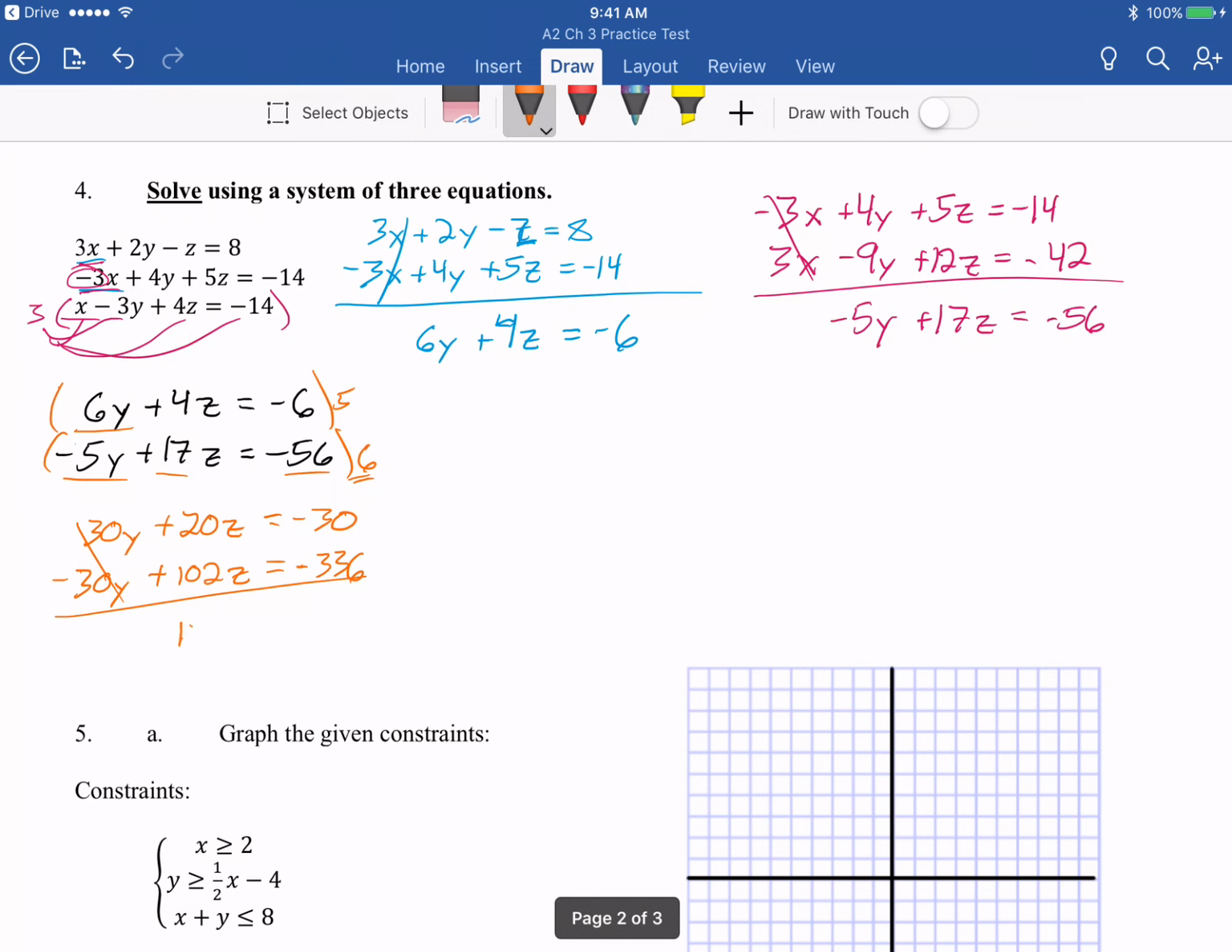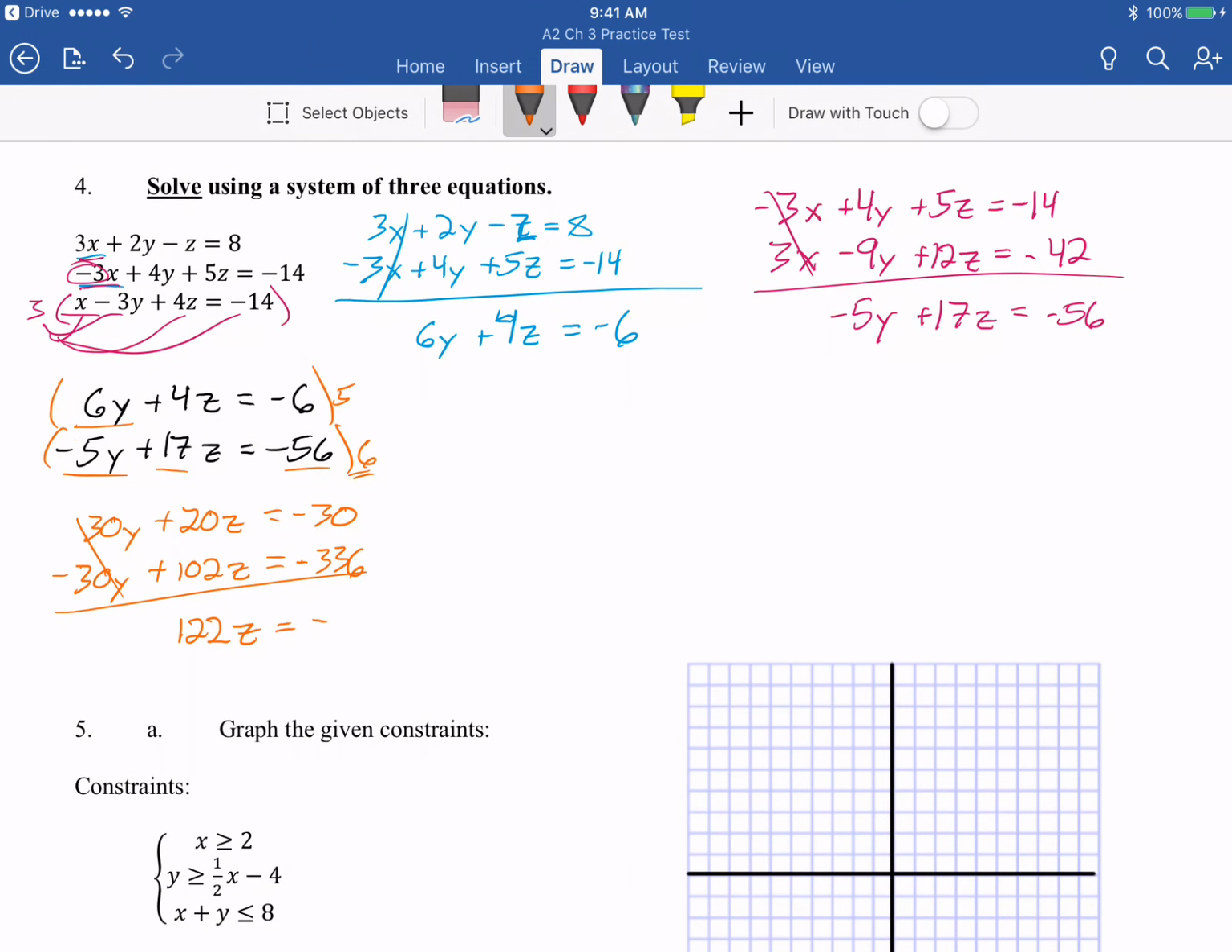Add these guys straight down. My y's cancel out. I got 122z is equal to negative 366. And this is nice because you get these nice big numbers, but you end up dividing by 122, and that goes into there so nice. Our z is equal to negative 3.